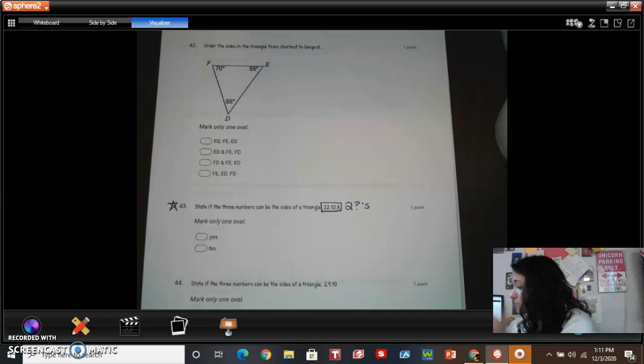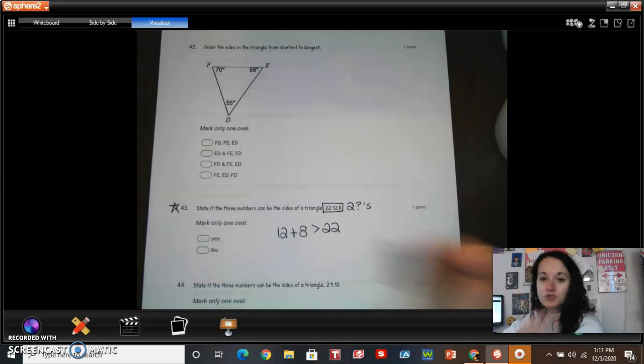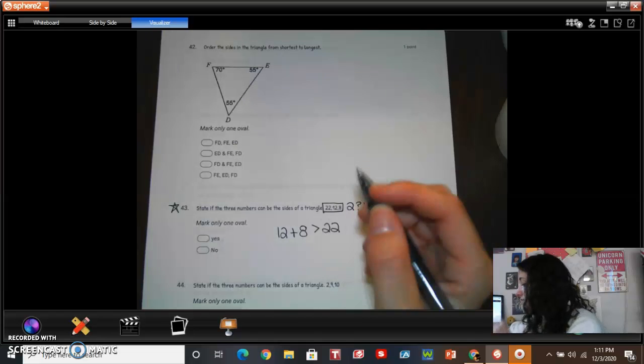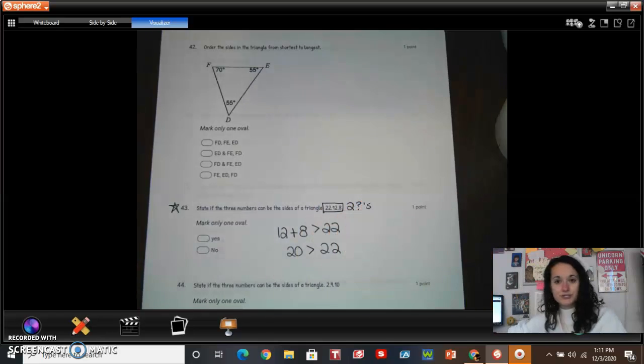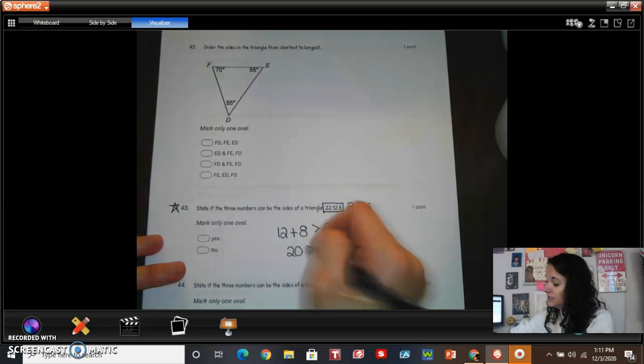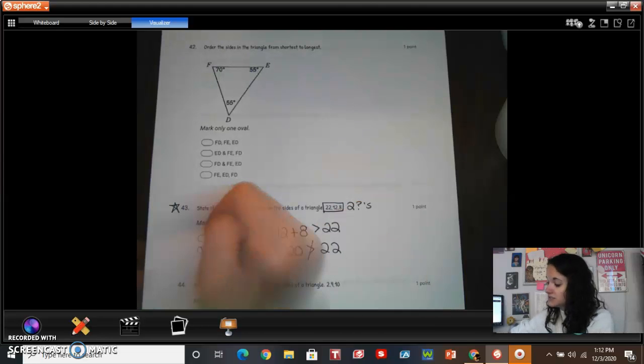So for instance, we have 22, 12, and 8. So 12 and 8 are my 2 small ones. I need 12 plus 8 to be greater than our largest one, which is 22. So 12 plus 8 is 20. Is 20 greater than 22? No, it is not. So that is not a triangle.